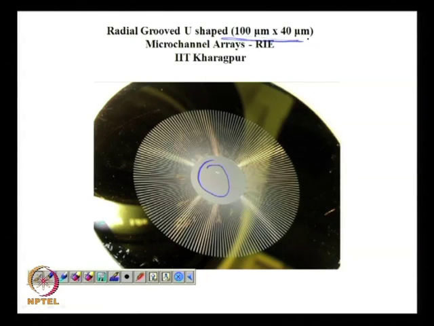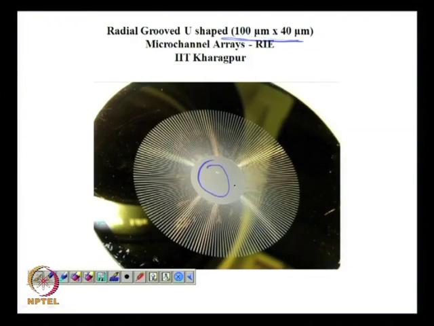These are U-shaped channels. So, through the U-shaped channels, the liquid will flow towards the center, evaporate, come back, and so on. And these channels are closed using a Pyrex glass bonded on the silicon wafer.